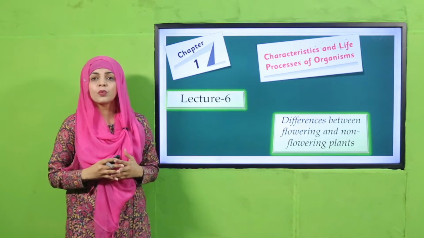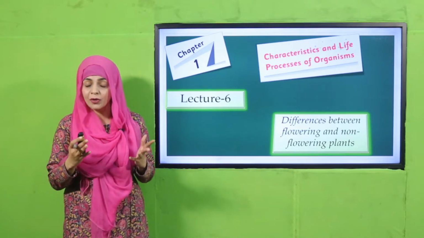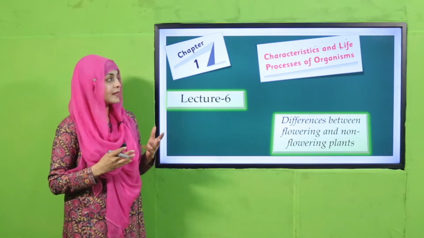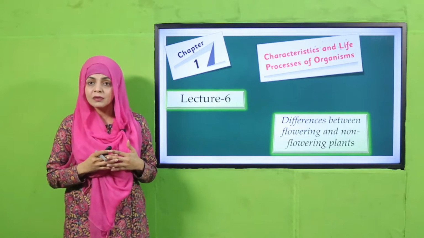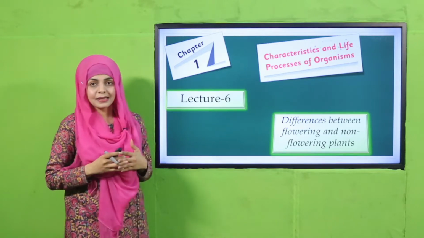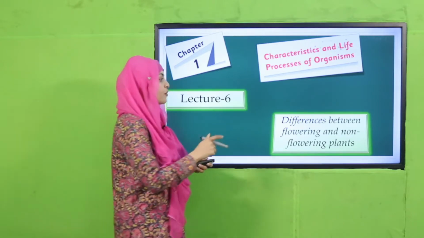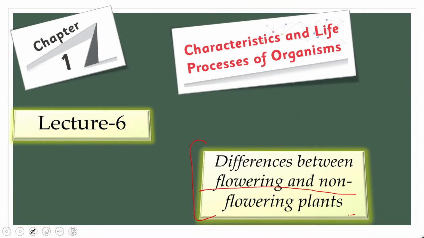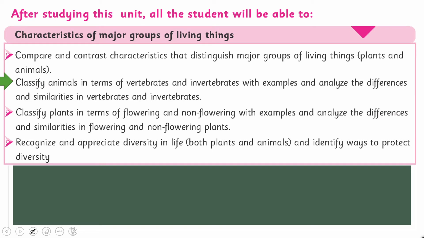My dear students, as you know, we are on chapter number 1, characteristics and life processes of organisms, and today I will deliver its 6th lecture, and you will be able to differentiate between flowering and non-flowering plants. So let's quickly look at today's student learning outcome: by the end of today's lecture, all the students will be able to classify in terms of flowering and non-flowering with examples and analyze the differences.